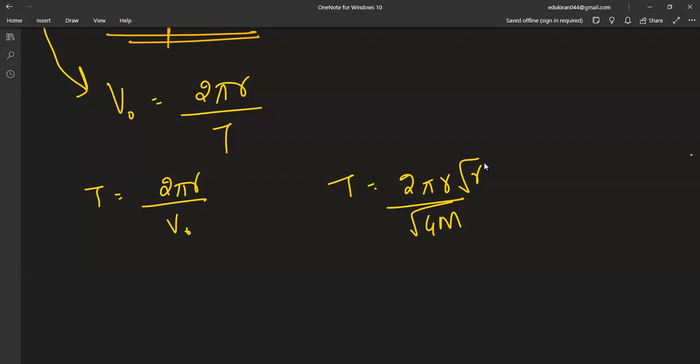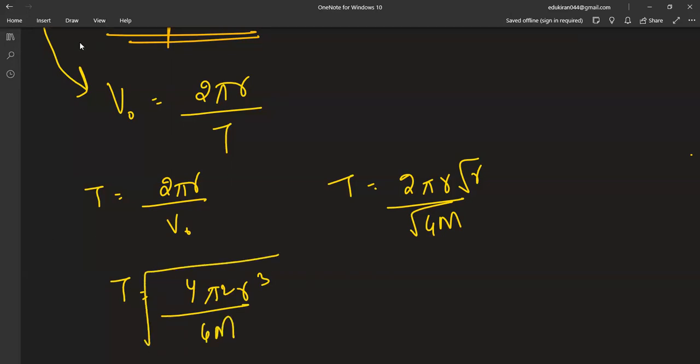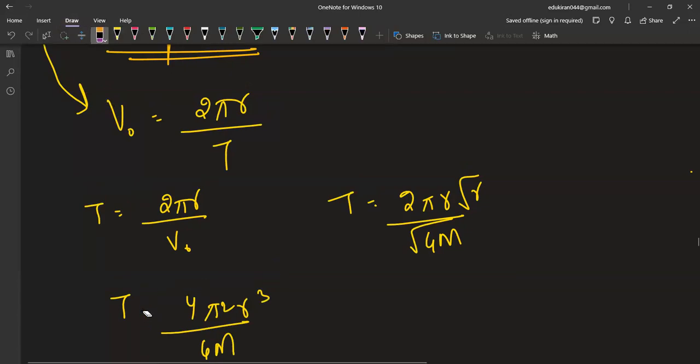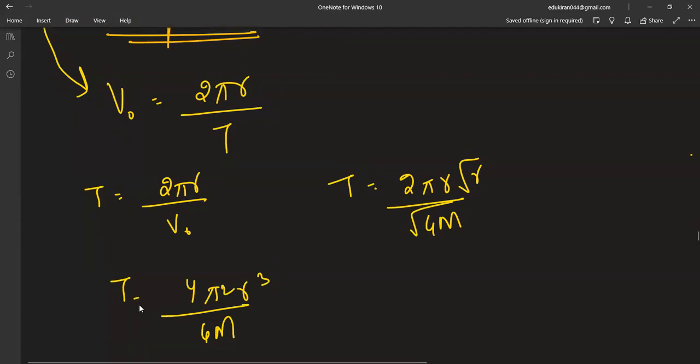So see, if we square both the sides, or before squaring it, to rationalize it, we multiplied by root r. So this will become 4 pi square, r square into r, that will make it r cube by GM. This is whole T square with an under root. So I'm not writing it as T square; instead of that, I'm putting this under root sign.